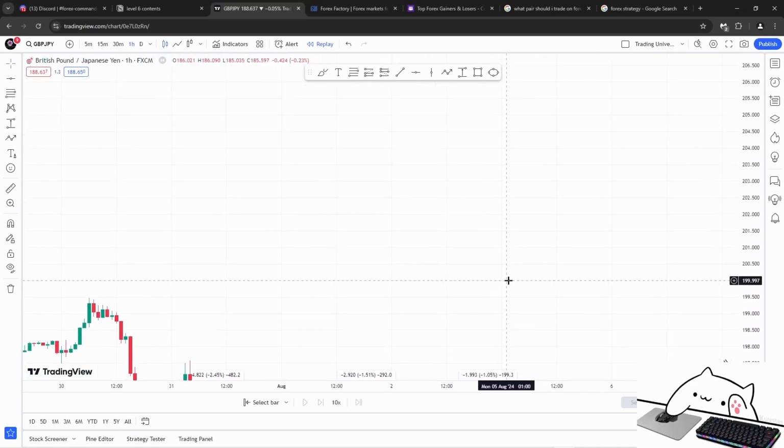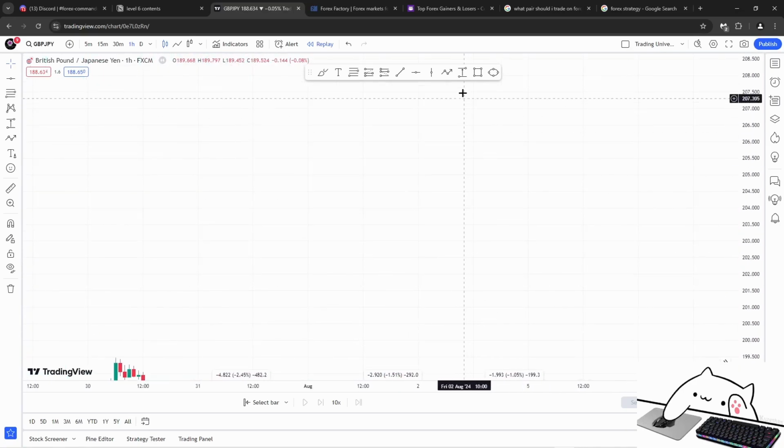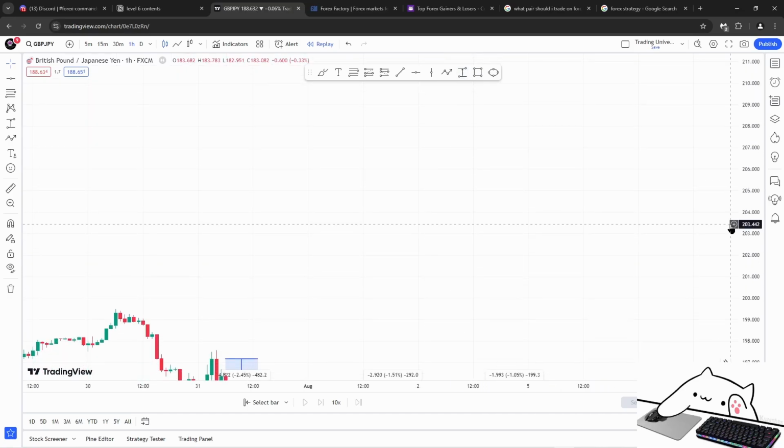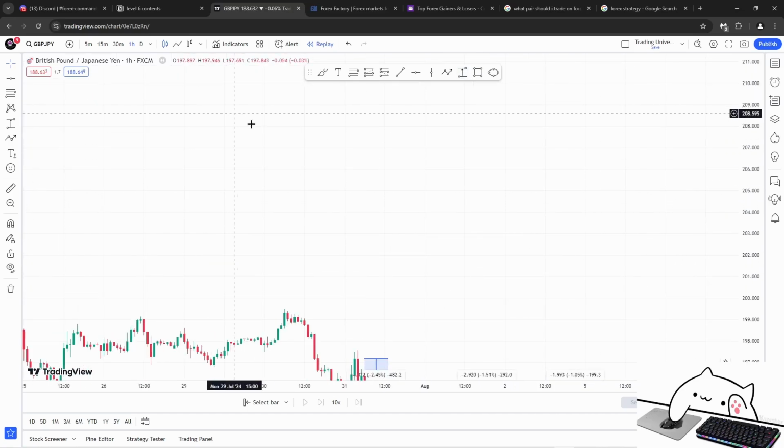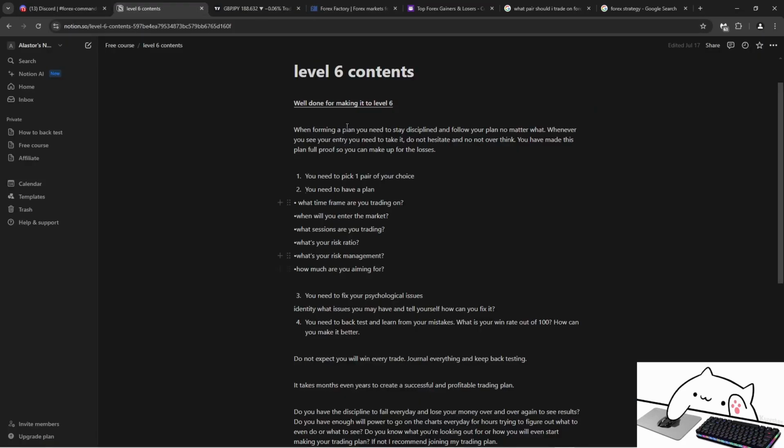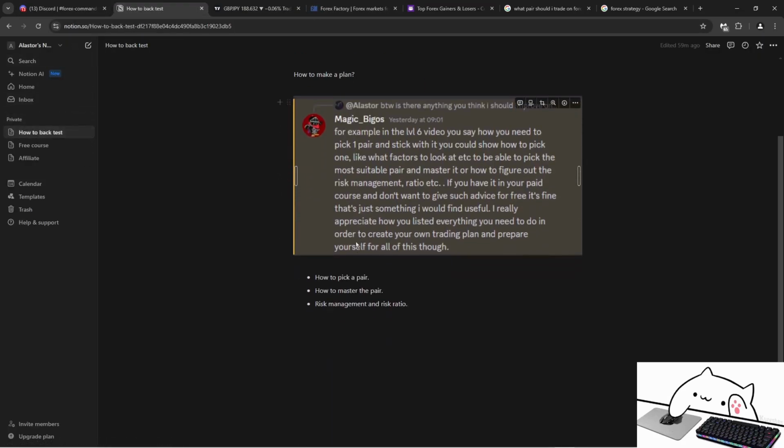So once you get your average, after testing this many times, your average is now 300. So now we're moving on to risk management and risk ratio. Let's go to backtest. So you learn how to master the pair. You mastered the patterns for when you should enter the market, and you mastered the average amount of pips moved in that pair. Once you have those variables, plop it in the plan. Next is risk management and risk ratio.